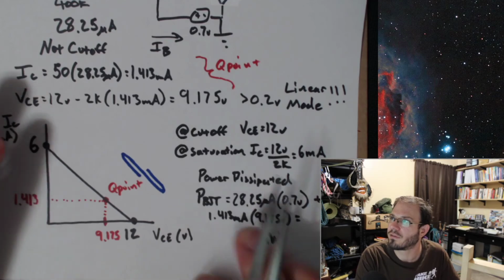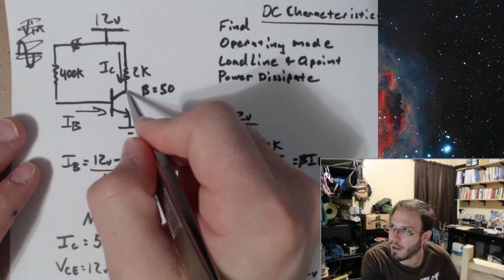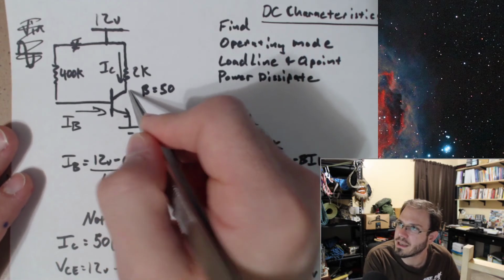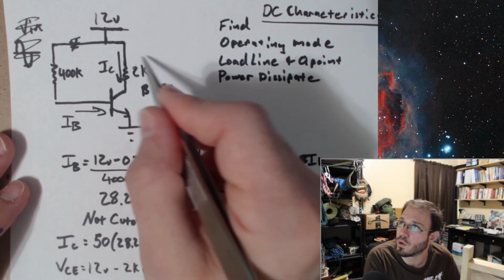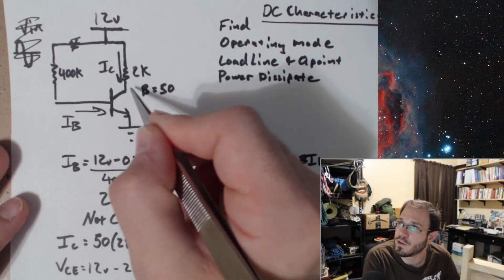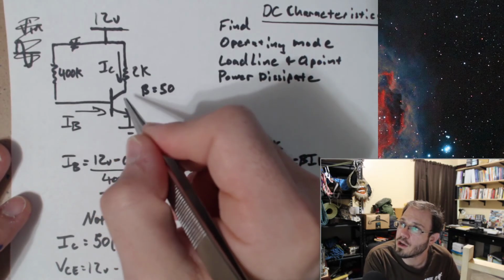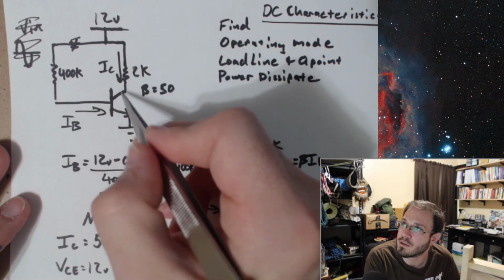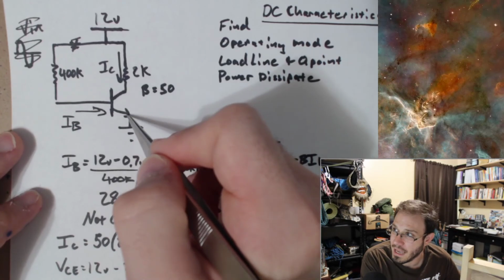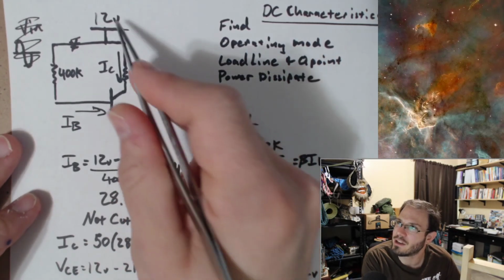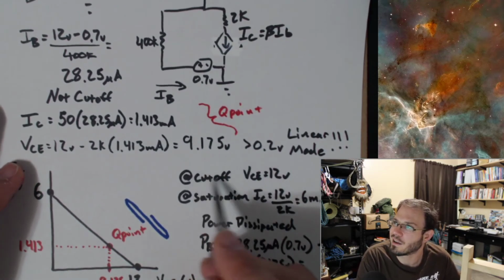So with cutoff, if you imagine that we have the cutoff model plugged in here, we have an open between the collector and the emitter. So we have no current flowing through it. That means no voltage drop across the 2K. So if you were to measure the voltage between the collector and the emitter, when this is open, you're going to get the entire voltage being applied. We don't have any work being done, but we do have a potential to do work. And so we measure 12 volts. And so that's where we get the 12 volts at cutoff.